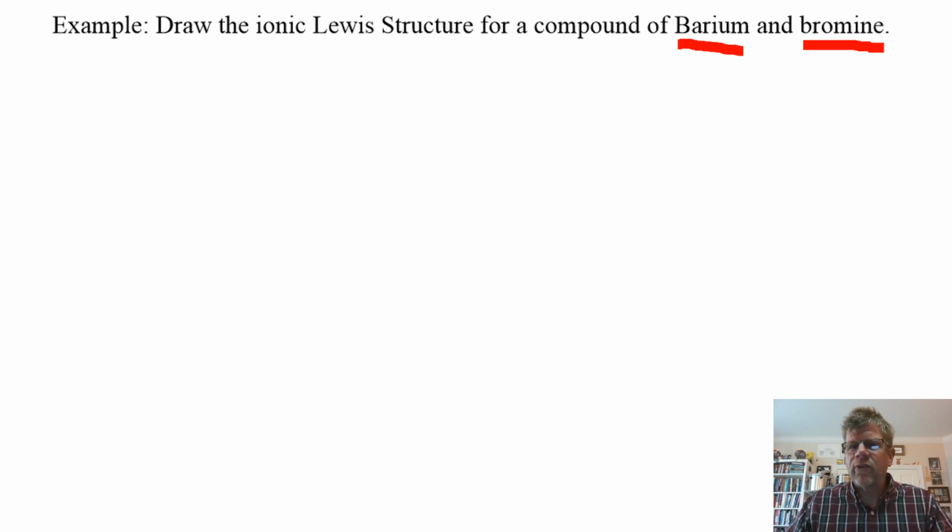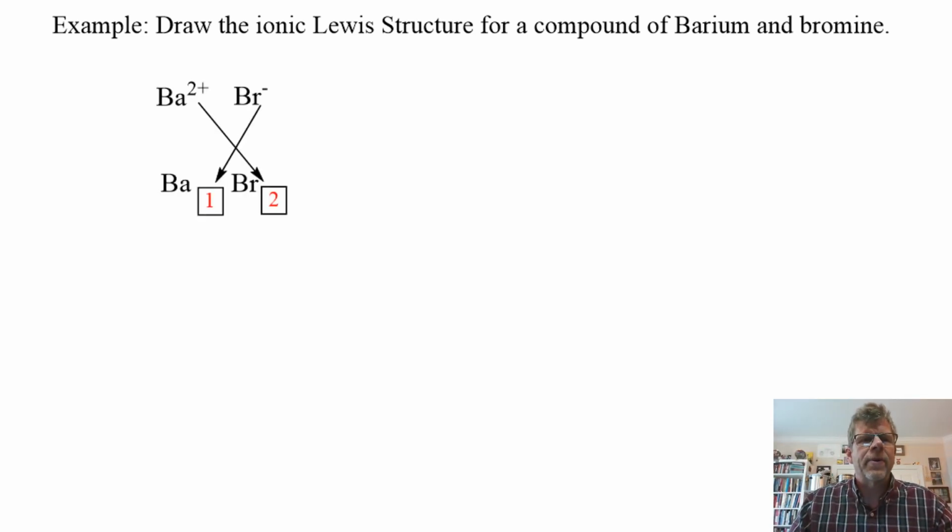Now, to approach this, we really have to do something first before we move into the construction of this ionic Lewis structure. We have to figure out the chemical formula of a compound of barium and bromine as we did previously. And we carry that out by that sort of shortcut switcheroo, where we see up here we have barium, it's a 2+ cation because it's an alkaline earth. Bromine is a single negative charge because it's a halogen. And we swap those numbers to have 1 barium and 2 bromines.